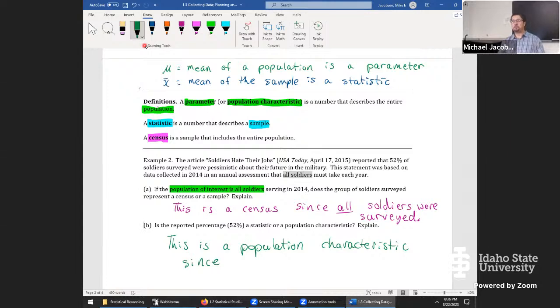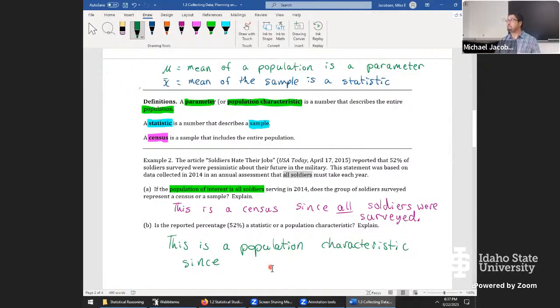Kind of like a tangled loophole of jumping around, right? Exactly. When they said all soldiers took the assessment, and then they said the population of interest is all soldiers, and a census is a sample that includes the entire population, this time all soldiers. That's what's forcing this to be a population characteristic this time.